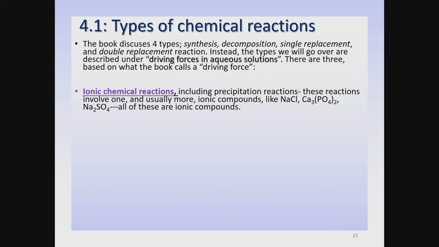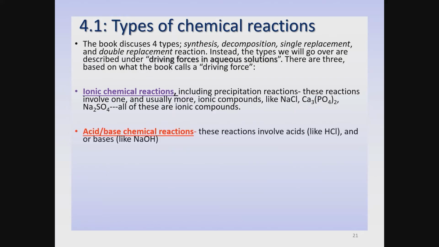If that is the case, it is considered an ionic chemical reaction. But there are other reactions that are included in ionic chemical reactions as well. So it's a pretty broad category of reactions. If you have one or more ionic compounds in the reaction, then it could be considered an ionic chemical reaction. We'll go into a lot of detail on how you look at those reactions and how you write them out. We'll talk more about that in a bit.